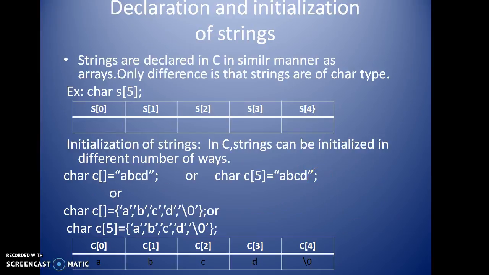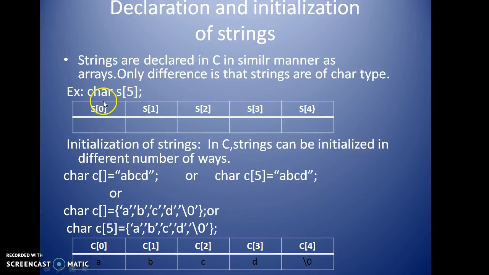So we have learned the definition of string. Strings are nothing but the characters which are enclosed in double quotation marks. How can we declare these strings in C? Strings are declared in C similar to arrays, the only difference being that strings are of character type, whereas arrays can use different data types. But strings contain a group of characters, so that particular data type is character.